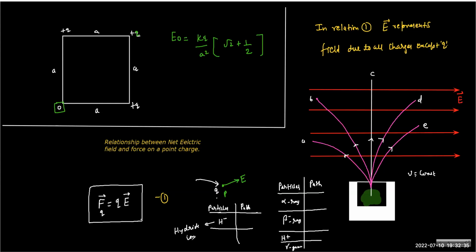Anyway, now coming to these particles, can you just guess the path of the gamma particle? Gamma will go from C. That's correct. I want all of you to guess. It doesn't matter whether it's right or wrong. Can you guess?